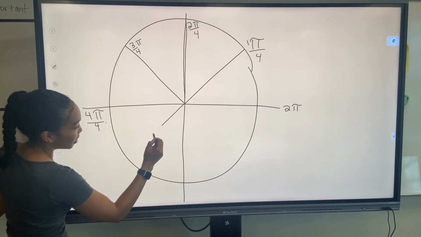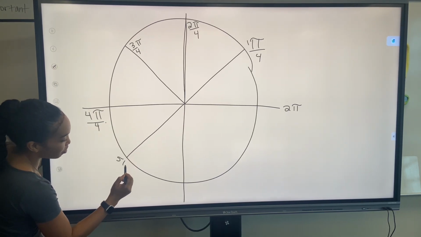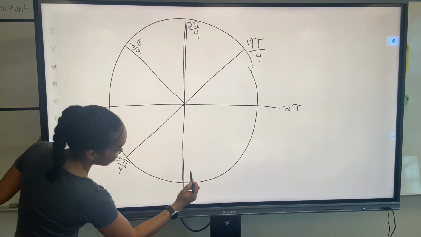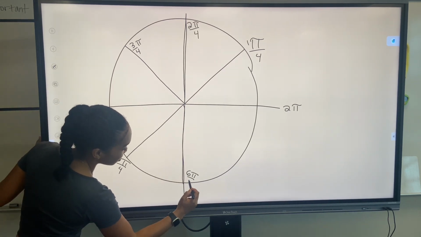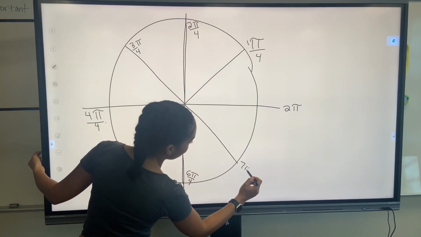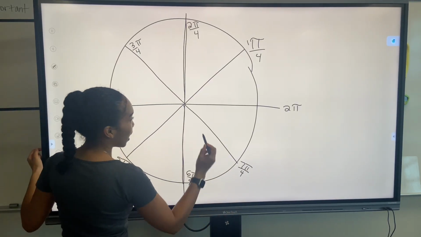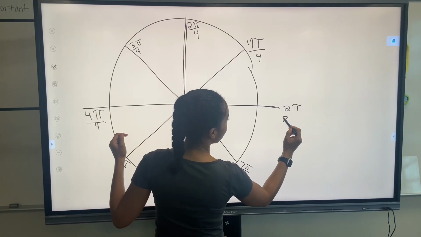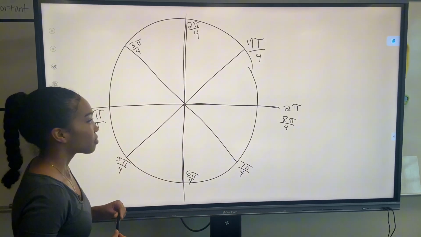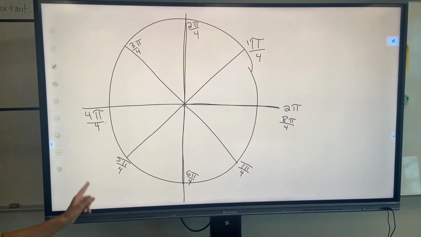Right here is 5 out of the 4 sections of pi. Right here is 6 out of the 4 sections of pi. Right here is 7 out of the 4 sections of pi. And here is 8 out of the 4 sections of pi. Now we're just going to go through and simplify all the fractions.